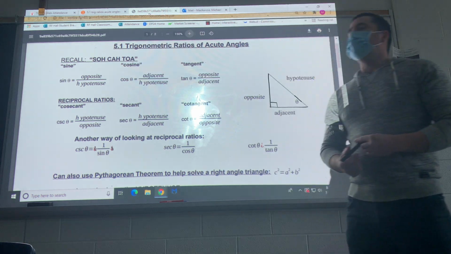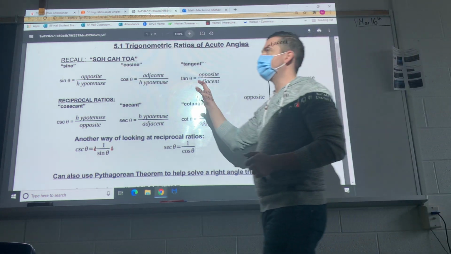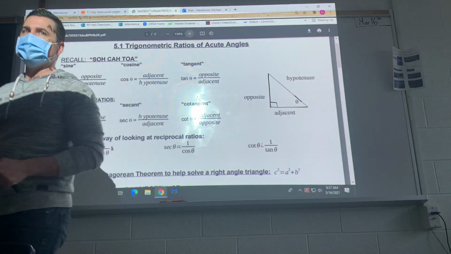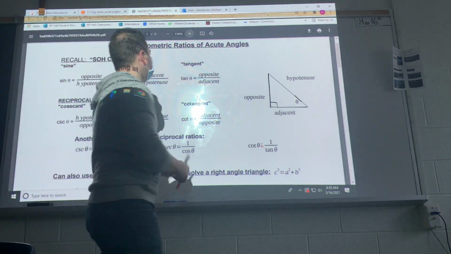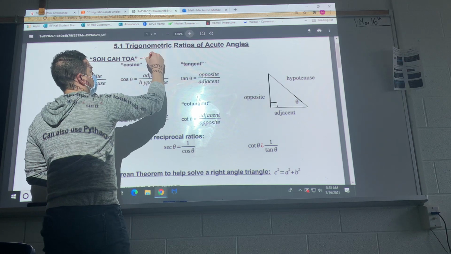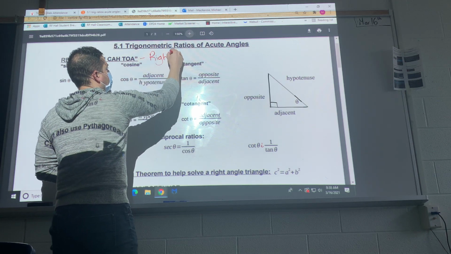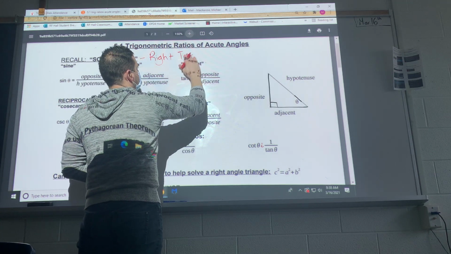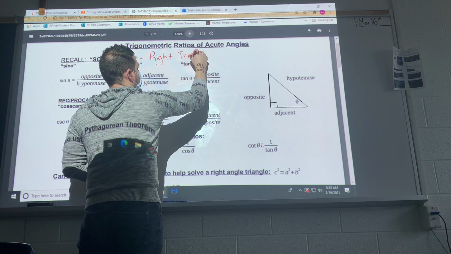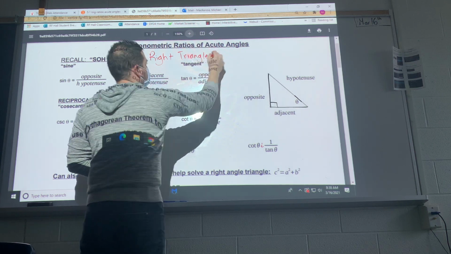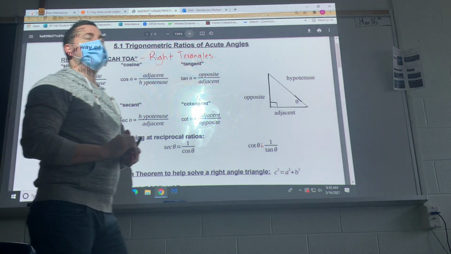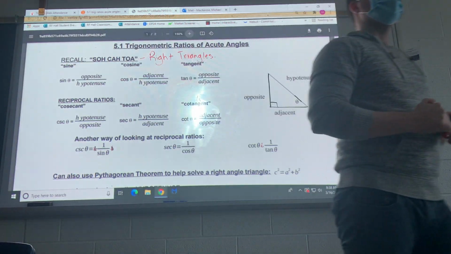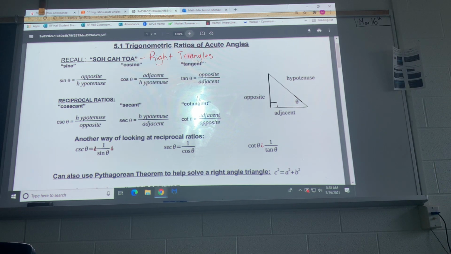This acronym, or these three formulas, can only be used for right-angled triangles. So this is for right triangles only. We're going to learn two other formulas later in the chapter that we can use for triangles that are not right triangles.